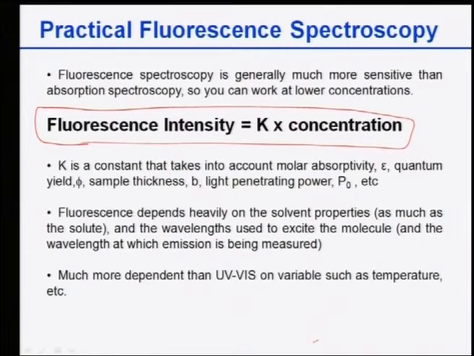K is a constant that takes into account molar absorptivity, that is epsilon, which we have discussed for Beer-Lambert's law, quantum yield, which I have just told you, sample thickness, and the light penetrating power. So, I have already discussed quantum yield, and we have discussed molar absorptivity in the case of UV visible spectroscopy. Sample thickness can be measured anyway. What the light penetrating power is, we will discuss after some time.